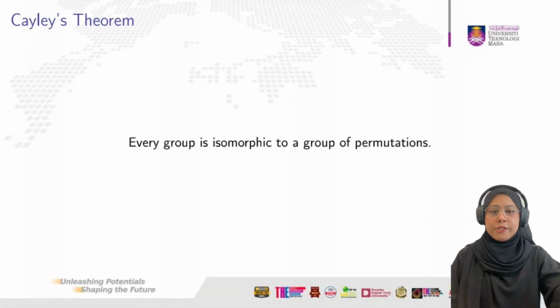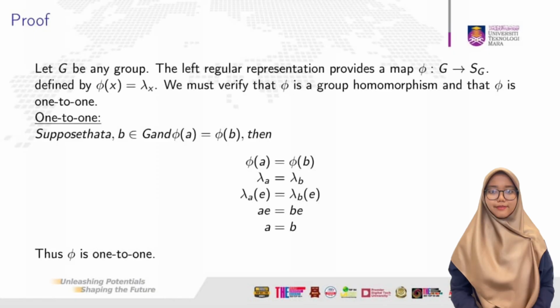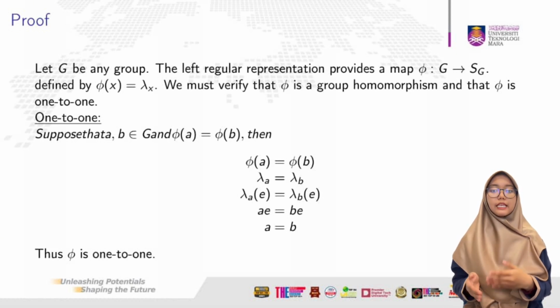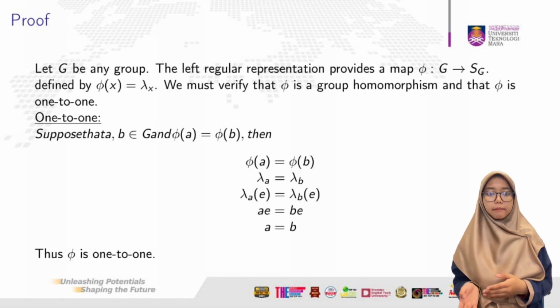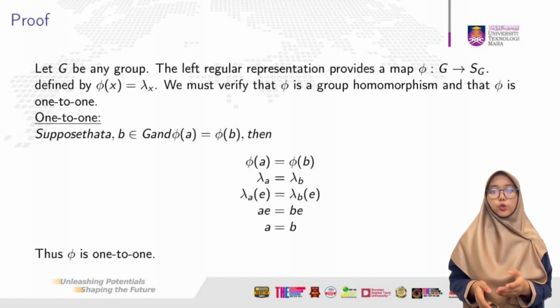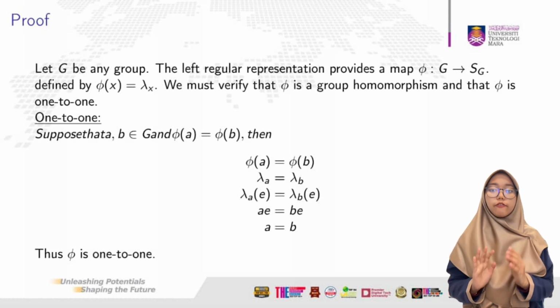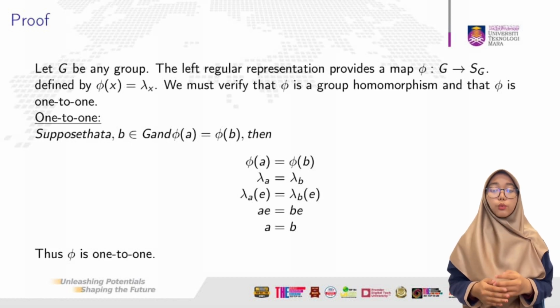So the theorem that we chose is Cayley's Theorem, where every group is isomorphic to a group of permutations. Next, for the proof, let G be any group. The left regular representation provides a map phi of G onto the permutations of G, defined by phi(x) equals lambda x. We must verify that phi is a group homomorphism and that phi is 1-to-1.